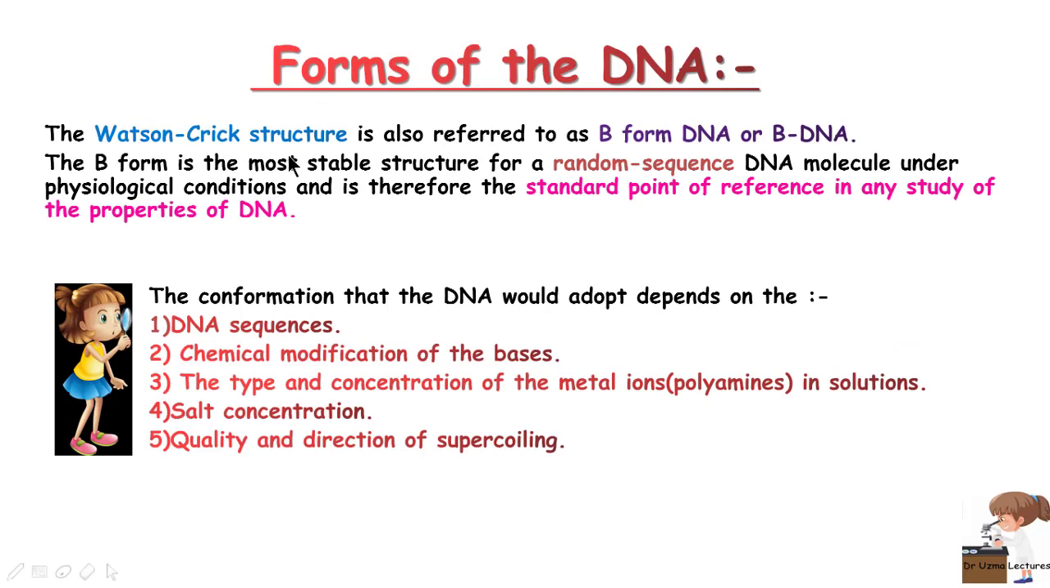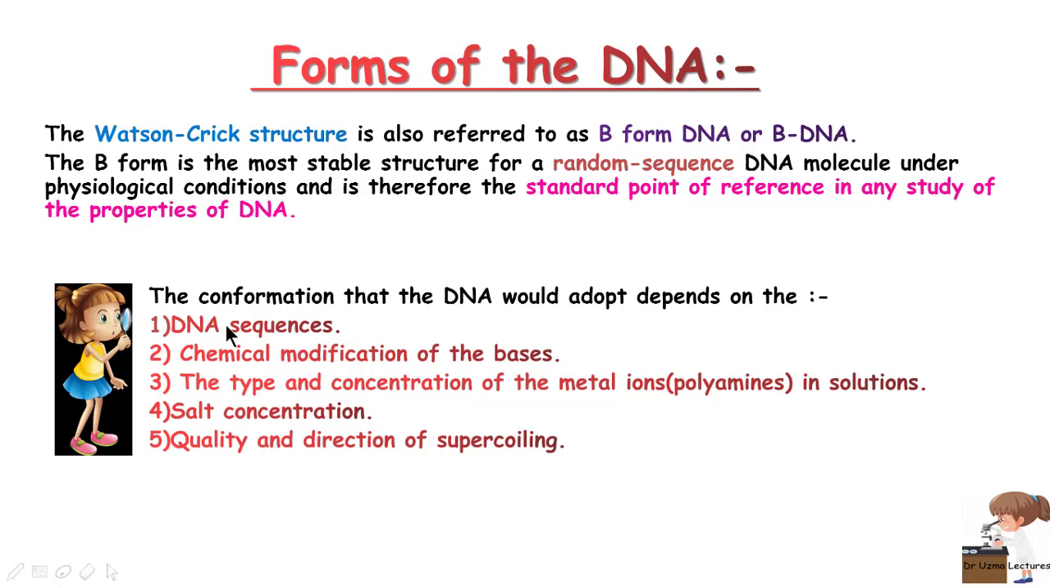The Watson and Crick structure shows the B form DNA. The B form is the most stable because of its random sequence in the DNA molecule, and because of this feature it is a standard point of reference in any study of the properties of the DNA under physiological condition.